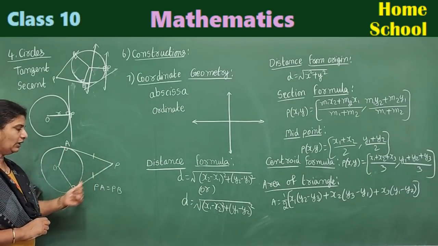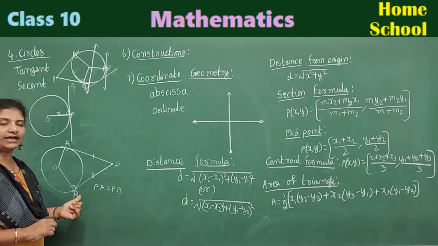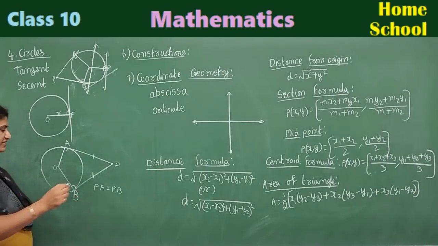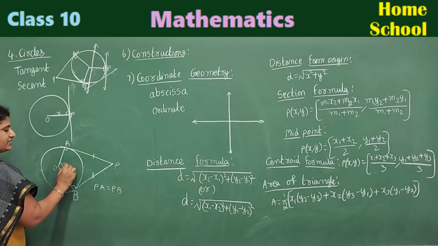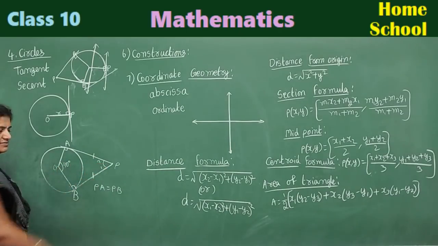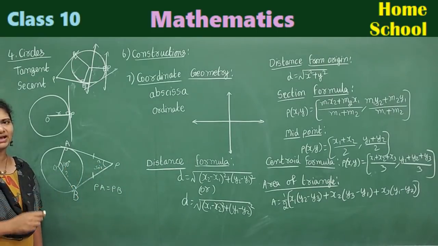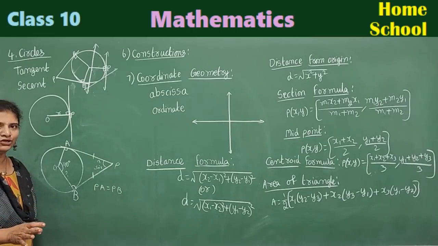It looks like a quadrilateral. The sum of opposite angles will be 180. In your multiple choice questions, they may give you, if this is 110, what is this? And suppose this is 50, what is this? Like this, they may ask you questions. There is nothing to worry.